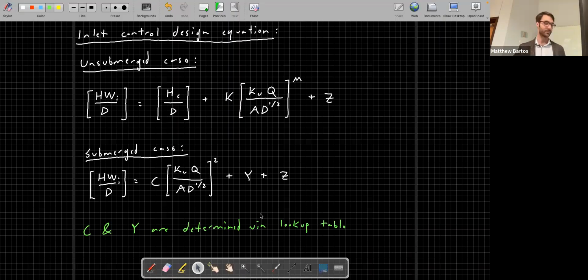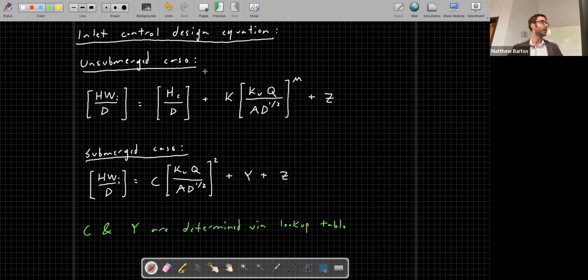All right. I just want to make a note here. For unsubmerged and submerged, it doesn't necessarily mean that it's literally submerged or unsubmerged. For this design procedure, there's a specific condition that has to be met in terms of these equations to determine whether it's submerged or unsubmerged. So I'll write that out here.